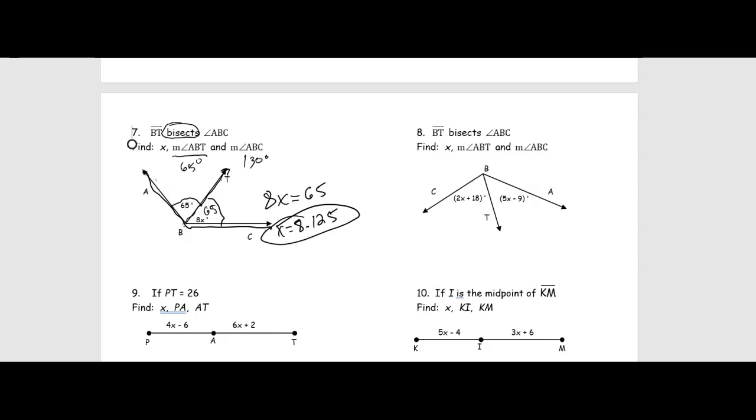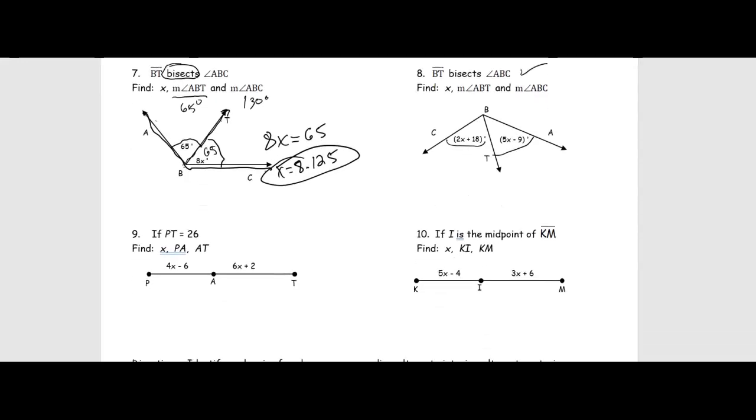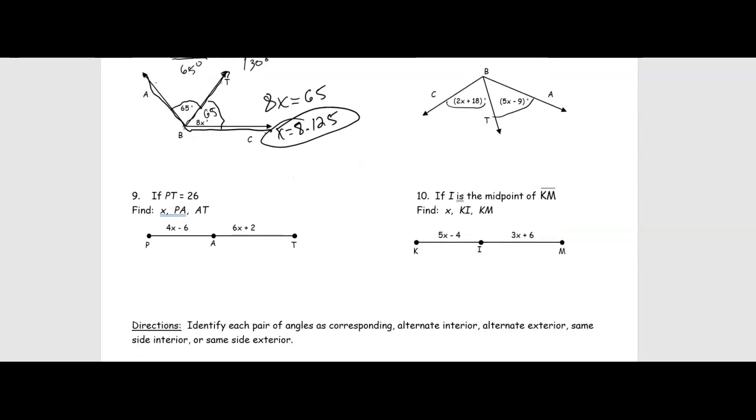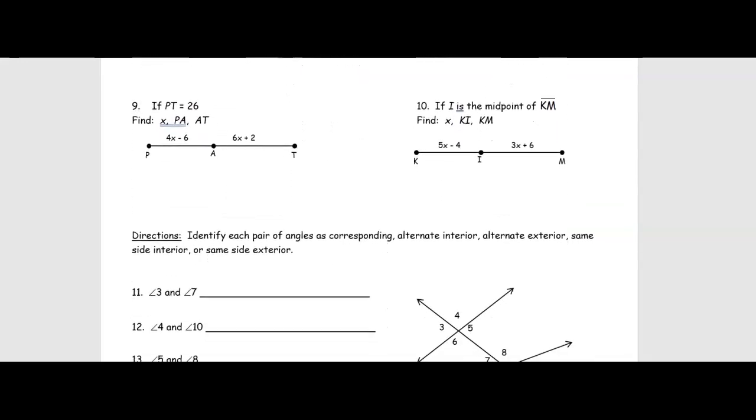Okay, 8's the same thing. You're going to bisect the angle. So this angle and this angle have to be equal. You're going to solve that equation and then solve for the x.